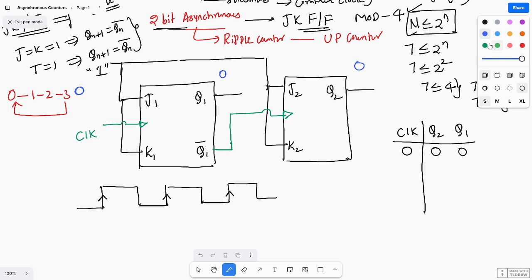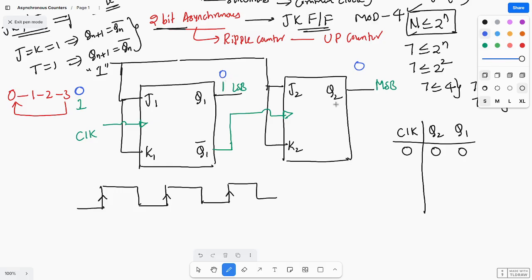Next you apply the first clock. This clock is given to the first flip-flop. You need to remember the rightmost bit is the MSB and the leftmost bit is the LSB. The LSB flip-flop always toggles. So during this first clock pulse, initially this is 0. It will toggle from 0 to 1.